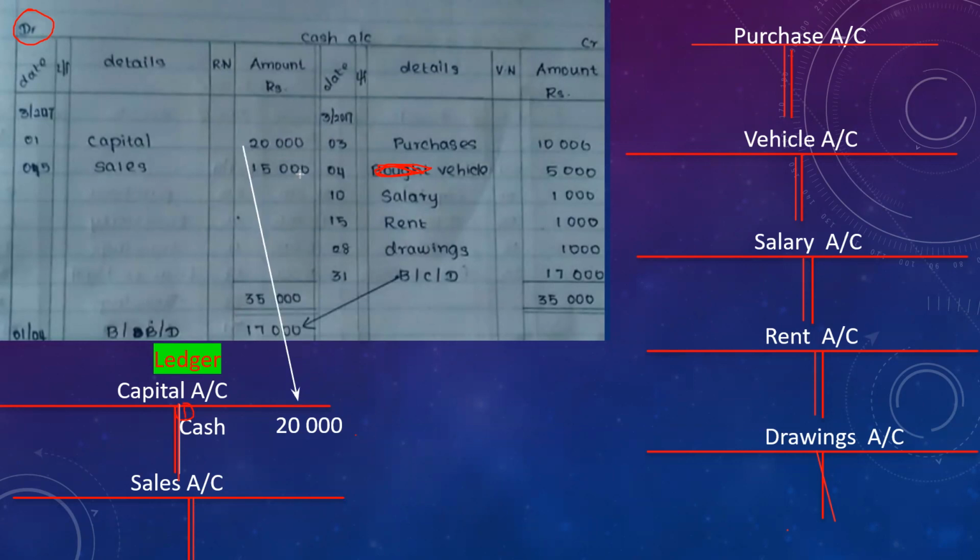Likewise, sales also is in the debit, so it comes to the sales account credit side, 15,000. What is the detail you write? In the cash account we have written sales. In the sales account we have to write cash. Could you understand this? Does anyone have a doubt? Please ask.